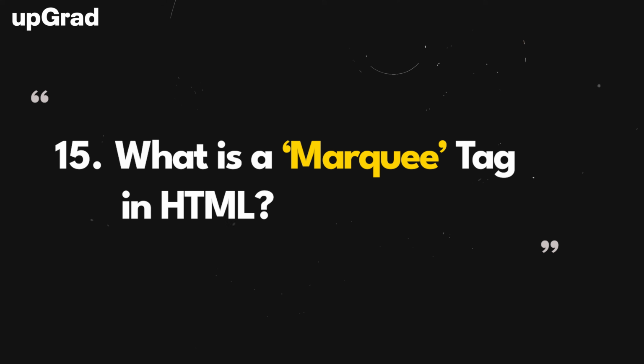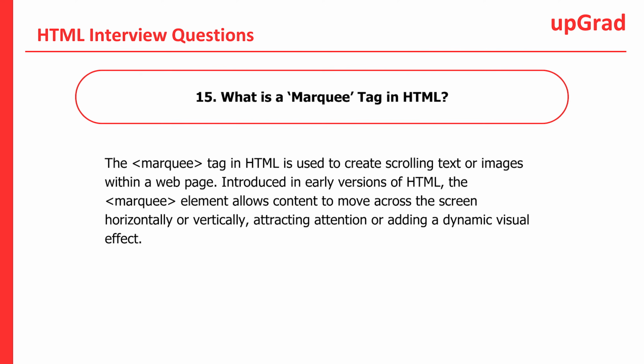Question number 15. What is a mark tag in HTML? The mark tag in HTML is used to create scrolling text or images within a web page. Introduced in early versions of HTML, the mark element allows content to move across the screen horizontally or vertically, attracting attention or adding a dynamic visual effect.